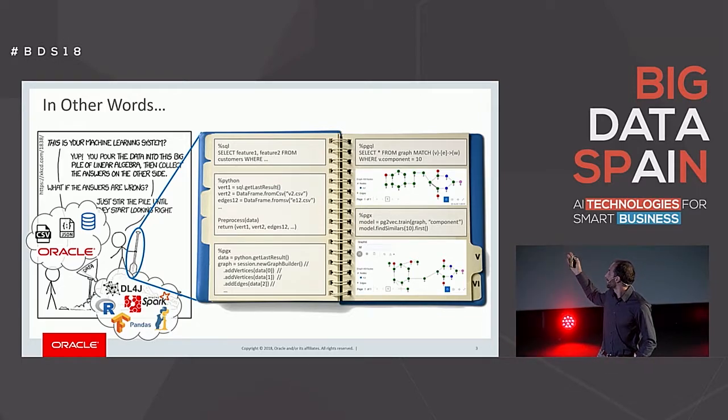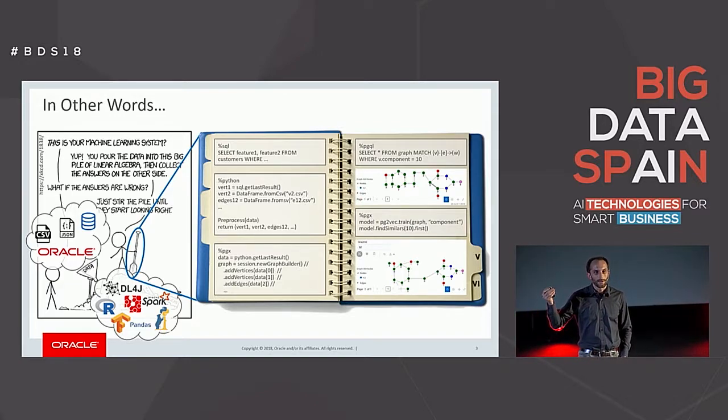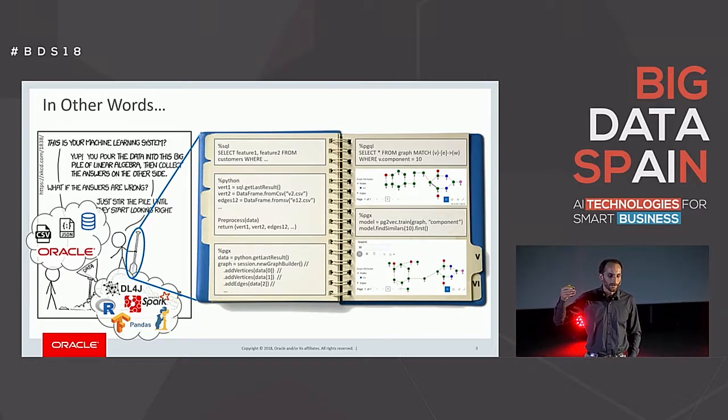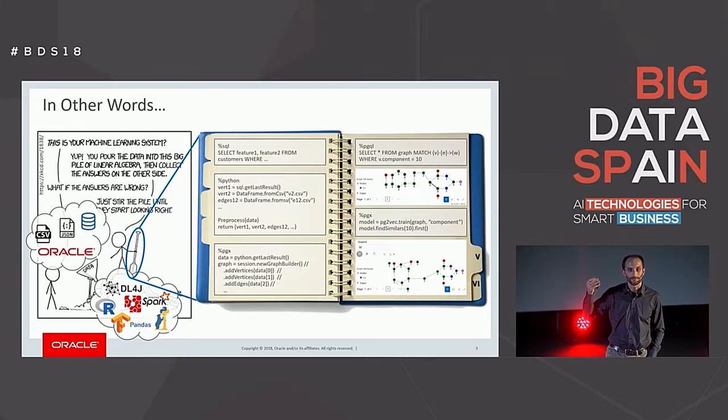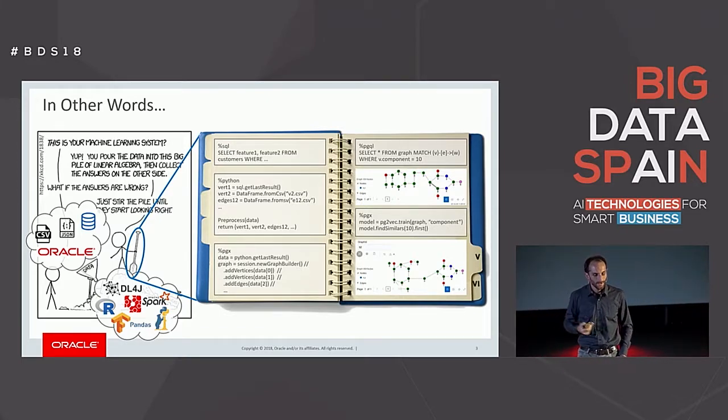For example, here, it's clearly a cartoon, but we have implementations that work like this. So you can have some SQL code that does a SQL query, extracts some data from a relational database, and then you pass that data into some Python code which does some pre-processing, right? And basically generates some entities and model, and you can model your data, for example, as a graph, which is the main topic of my talk: using graphs for machine learning through notebooks.